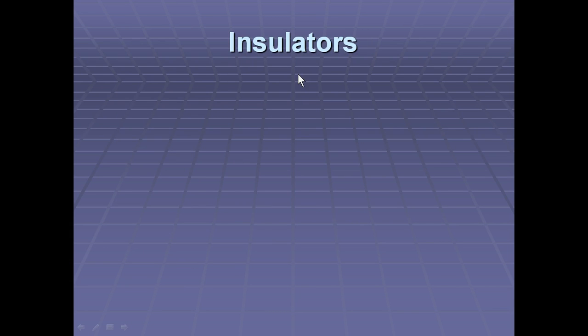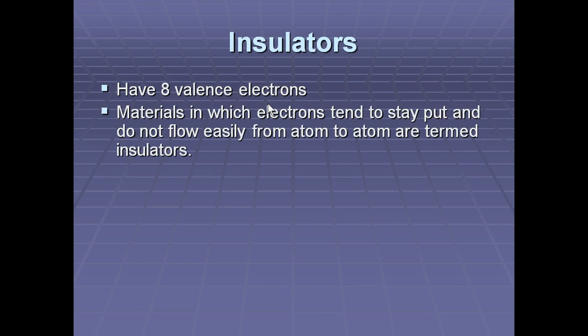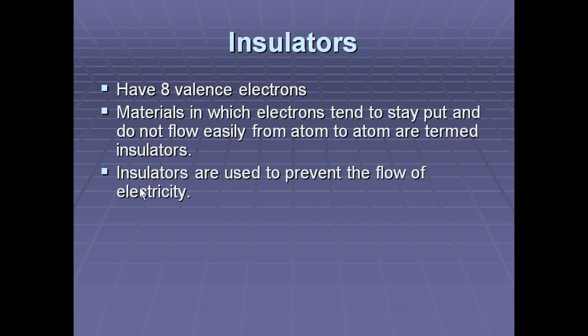Then comes the insulators. They have 8 valence electrons, no free electrons. Materials in which electrons tend to stay put and do not flow easily from atom to atom are termed insulators, because there is no free electron to move around and carry the charge. And the insulators are used to prevent the flow of electricity. It prevents. So can somebody say that it has infinite resistance?